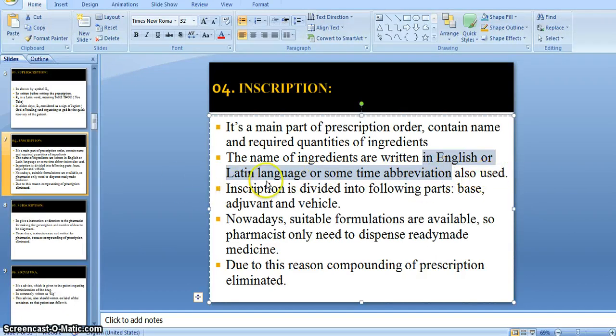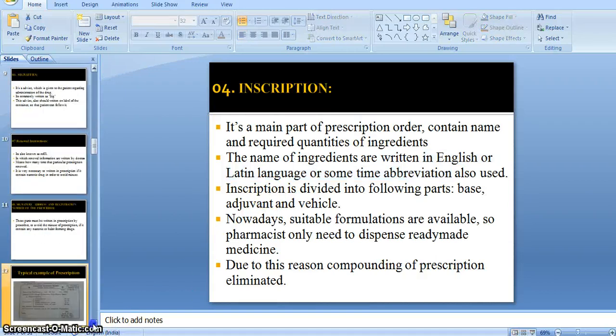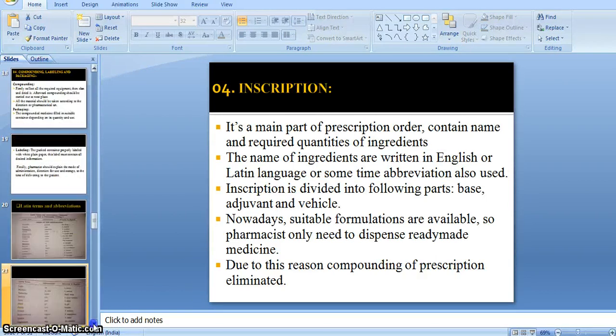That's why it's very necessary to understand, to mug up, or to learn each and every abbreviation along with the Latin language and its English meaning. It is very necessary for patients to know these abbreviations or terms. So let's begin with this.